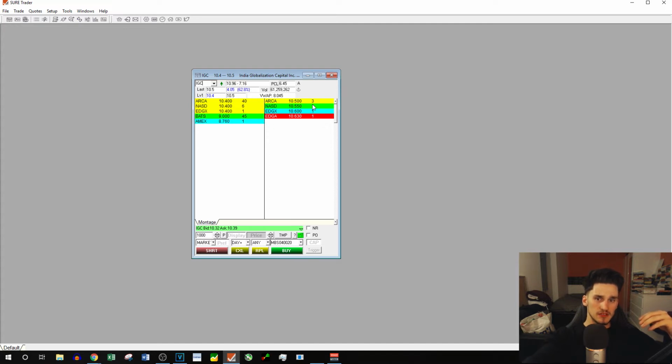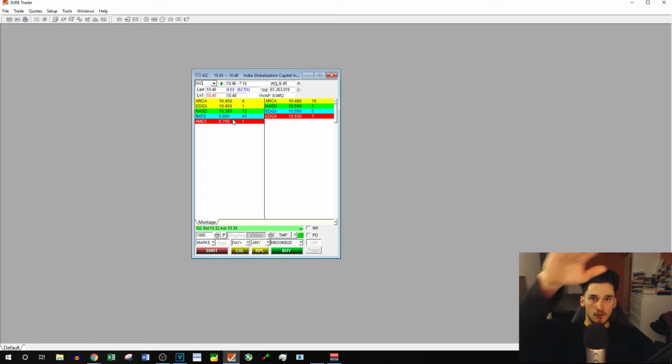The bid is $10.40, 40 people selling, or that would be 40,000. You add three zeros on each one. So 4 is 4,000, 1 is 1,000, 6 is 6,000, and 45 is 45,000. These are people selling, and these are people buying on the right. See, we're 16,000 shares going through at 10.48. So that's the bid and the ask: what people are selling at and what people are buying at.